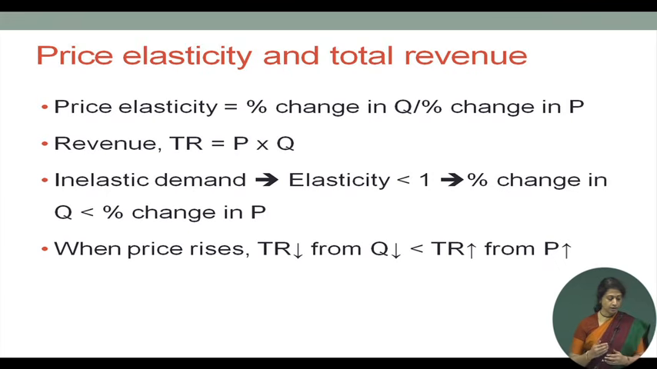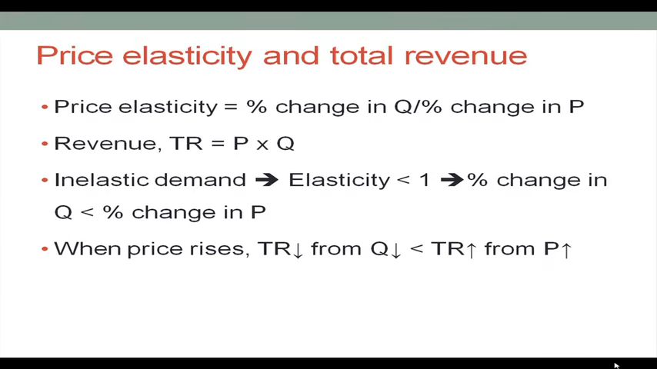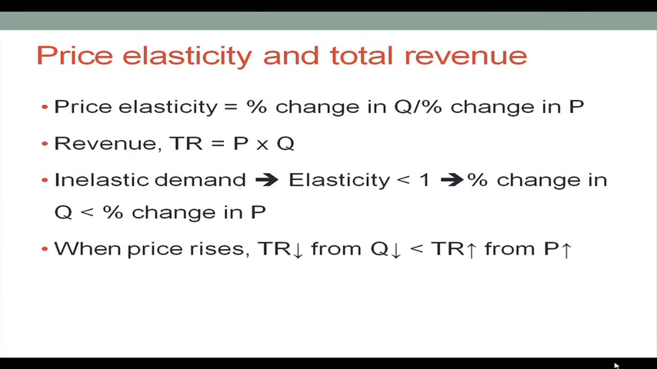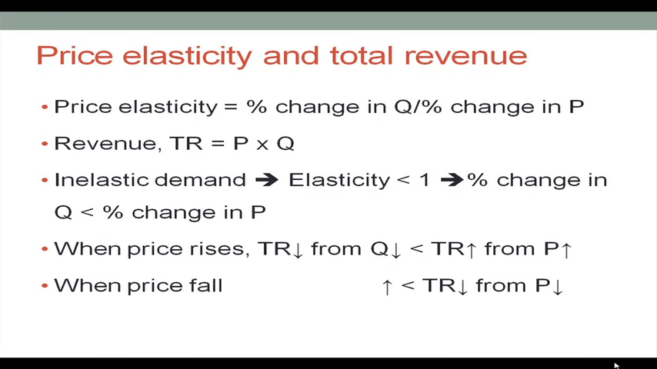So, when price rises, total revenue falls from decline in quantity, and that decline is less than the increasing impact of the price increase on total revenue. That is, when it is an inelastic demand, the quantity effect, or the fall in revenue from a fall in quantity, is less than the increase in revenue from increase in price. And similarly, when price falls, it is exactly the opposite effect, that is, revenue increase from quantity increase is actually less than revenue decrease from price decrease.